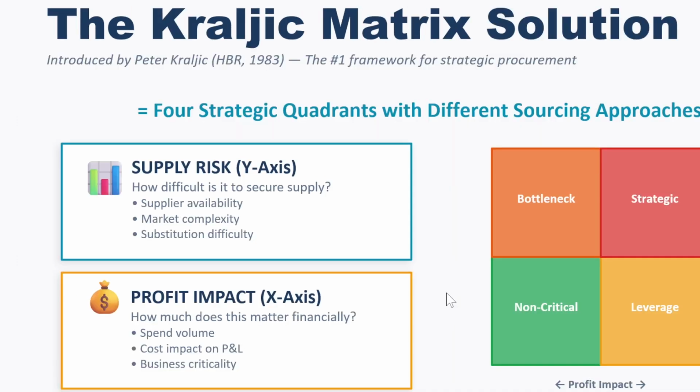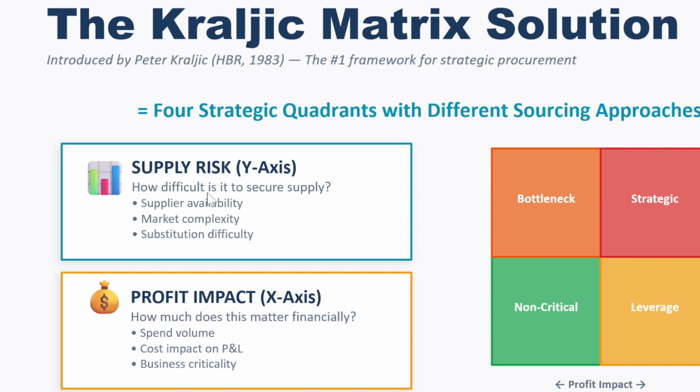So what is the Kraljic Matrix solution? The Kraljic Matrix was introduced by Peter Kraljic, and it is a number one framework for strategic procurement. Right now, many reputed companies use this framework and create four strategic quadrants with different sourcing approaches. The matrix basically uses two parameters: one is supply risk, another is profit impact.